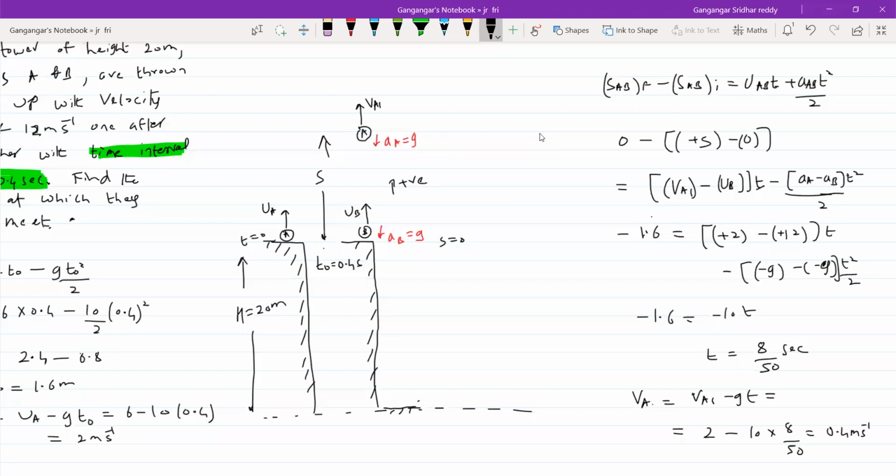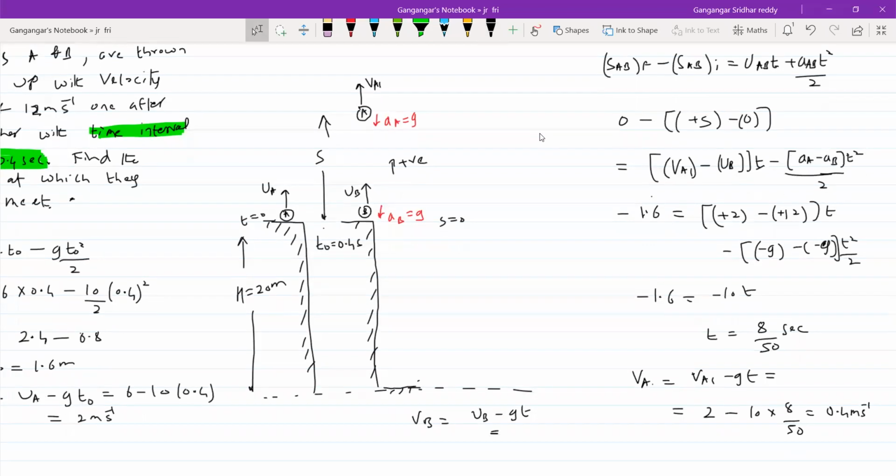Similarly, VB also you tell me. VB is equal to UB minus GT. Value of UB is 12, minus 10 into 8 by 50. This will also be positive. So what should it be? 10.4. I'll write it below.